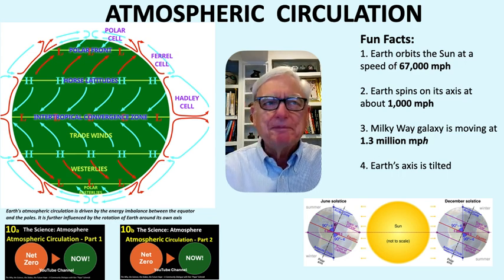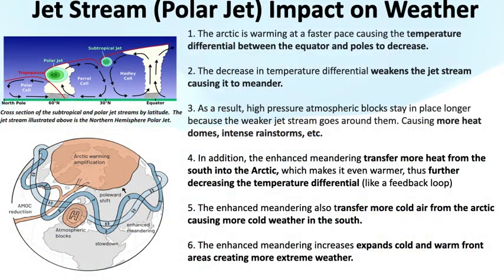So let's get to the jet stream. The jet stream, or in this illustration, sometimes they call it the polar jet, okay? If you look at the illustration in the upper left-hand corner here, you'll see the polar jet there. It sort of rides between the polar cell and the Ferrel cell. So what's happening? As we said, the Arctic is warming faster than the equator, so the temperature difference is decreasing, okay? What that does is weaken the jet stream, and that causes the jet stream to then meander.